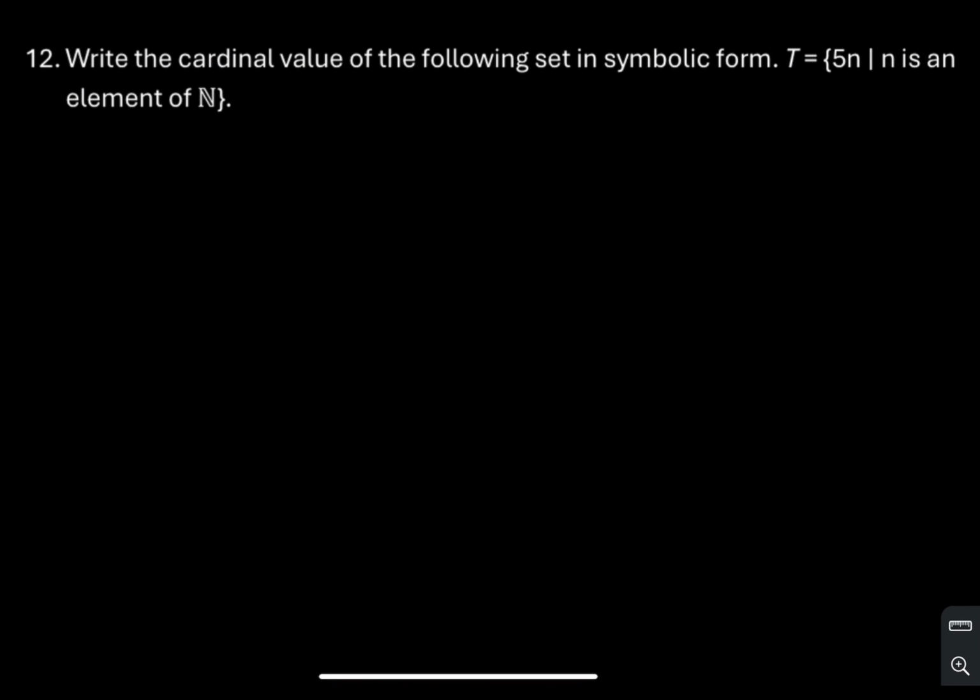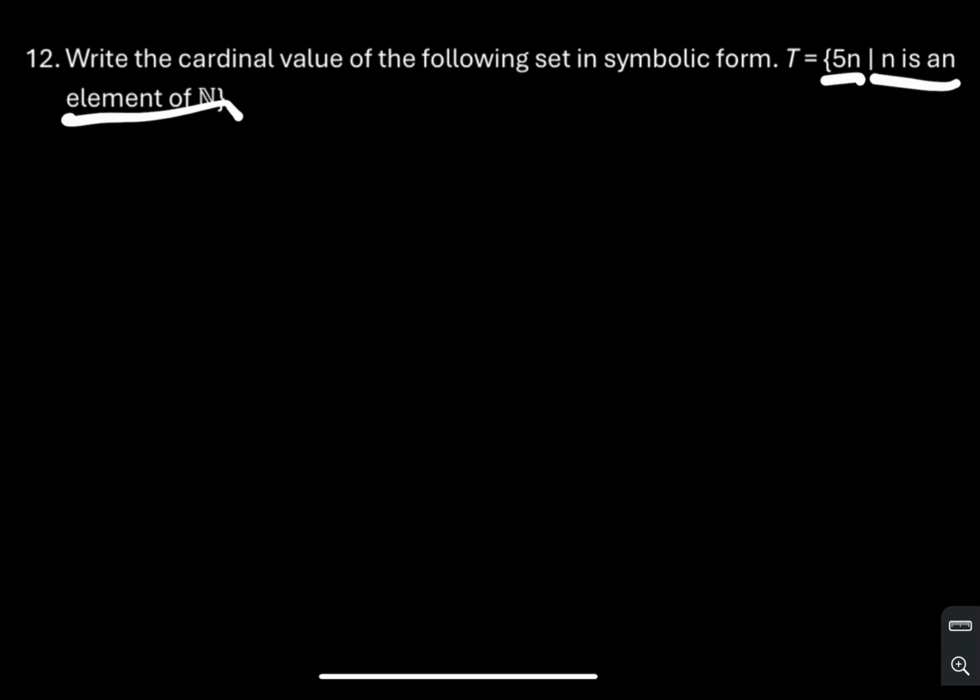So for this 12th problem, it says write the cardinal value of the following set in symbolic form. So we have set T is equal to, and we have our variable to represent each element in our set, and then we have a condition. N is an element of natural numbers. So we've done the problem before. Anytime you have a complete set of natural numbers, which is what this is, it's saying n is an element of natural numbers. Well, n can be any number in the set of natural numbers. So that means n has an infinite amount it can be.